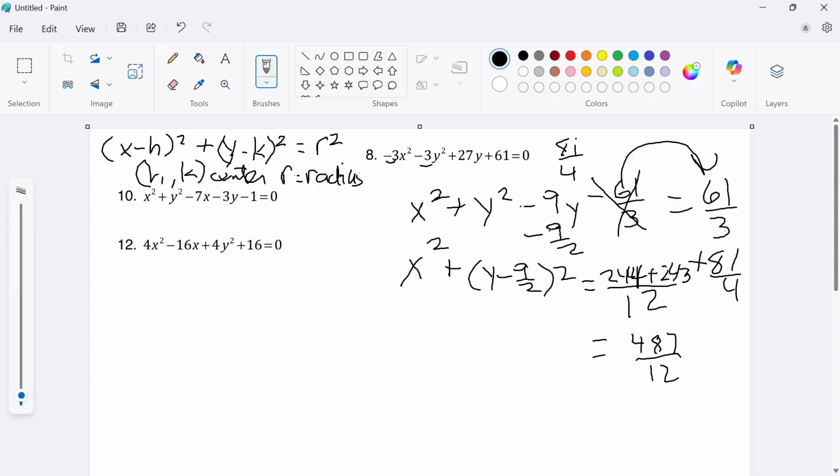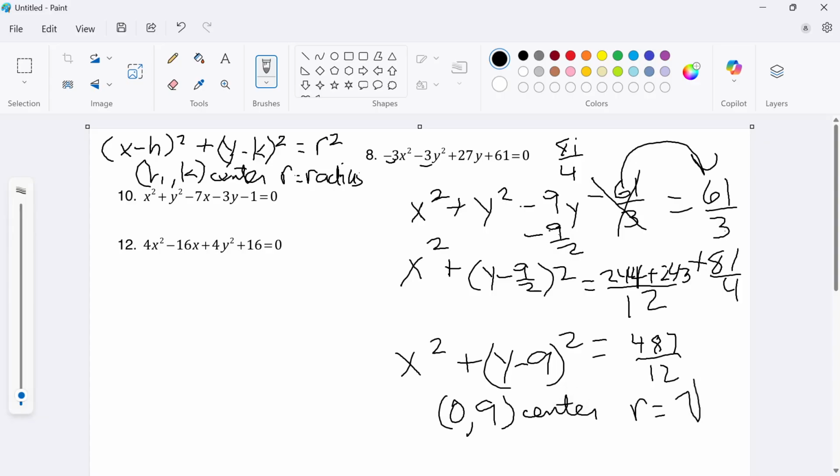487 isn't divisible by 3. Nope, and 487 isn't divisible by 4. It's not divisible by 6. It's not divisible by 12, so no, there's no way to fix this. So x squared plus (y minus 9 halves) squared equals 487 twelfths. The center is (0, 9 halves). That's the center. And the radius equals the square root of 487 twelfths. Because remember, this equals r squared, radius squared.